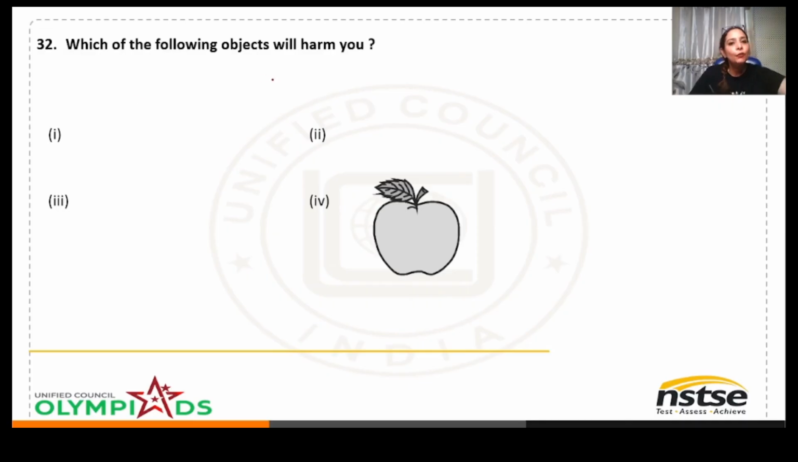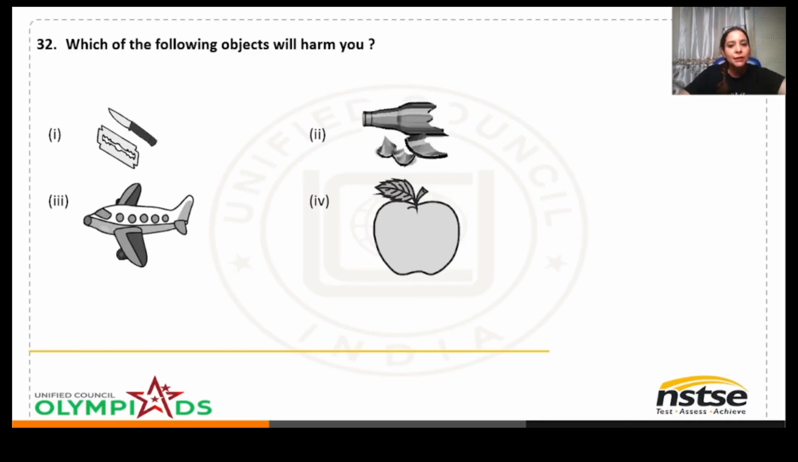Next question. Which of the following objects will harm you? Option A, second option, third option and fourth. Now, anything which can harm you, what can you think of? Let's recognize them. The first picture shows a blade and a knife, and we all know they have got sharp edges. Blade and knife, both of them have got sharp edges, and if you don't handle them properly, they may puncture your skin and cause a cut. A cut can be major to minor. Okay, and the second indicates a glass bottle which is broken. That means broken pieces of glass.